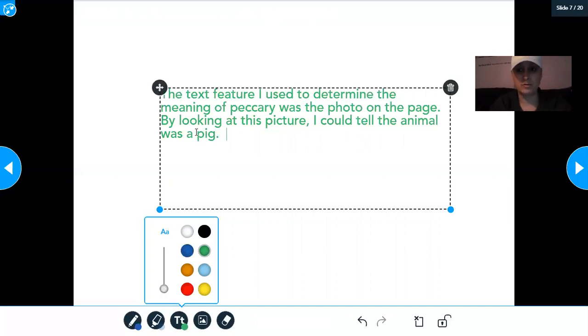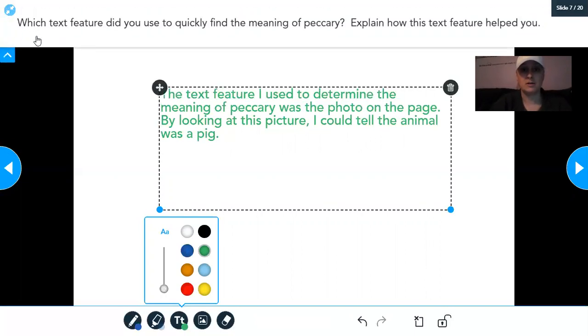I'm going to go back and reread. Remember, on Monday, we talked about the importance of rereading our sentences. The text feature I used to determine the meaning of peccary was the photo on the page. And if we wanted to put the page number in there, you could always put, I think it was page 8.